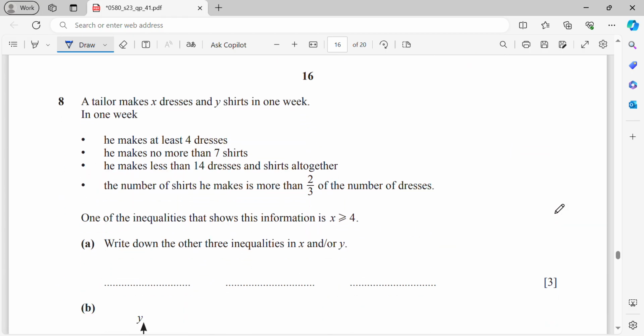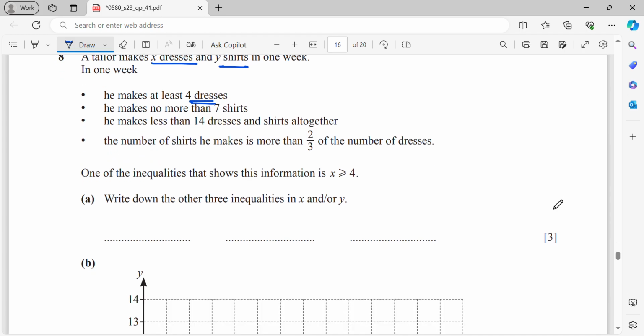Alright, now question number 8. A tailor makes X dresses and Y shirts in a week. In a week, he makes at least 4 dresses. He makes no more than 7 shirts. He makes less than 14 dresses and shirts all together. The number of shirts he makes is more than 2/3 of the number of dresses. One of the inequalities that shows this information is X at least 4. So this, greater than or equal to 4, is the information number 1. Write down the other 3 inequalities in X and or Y.